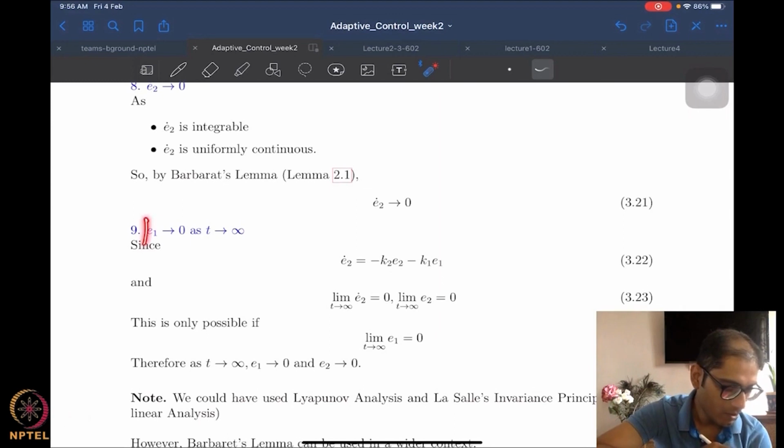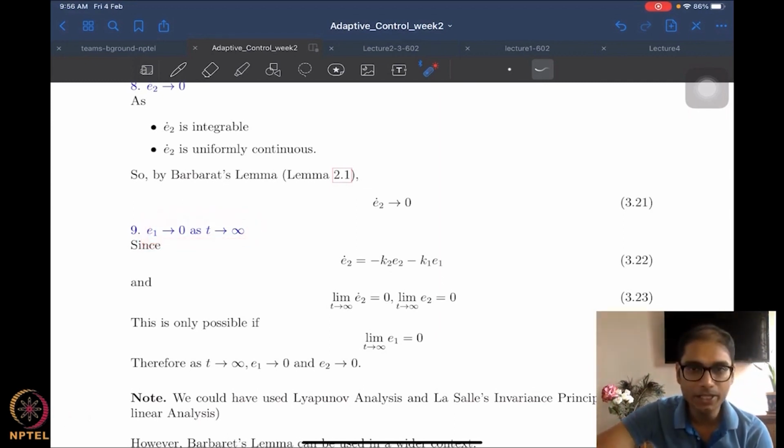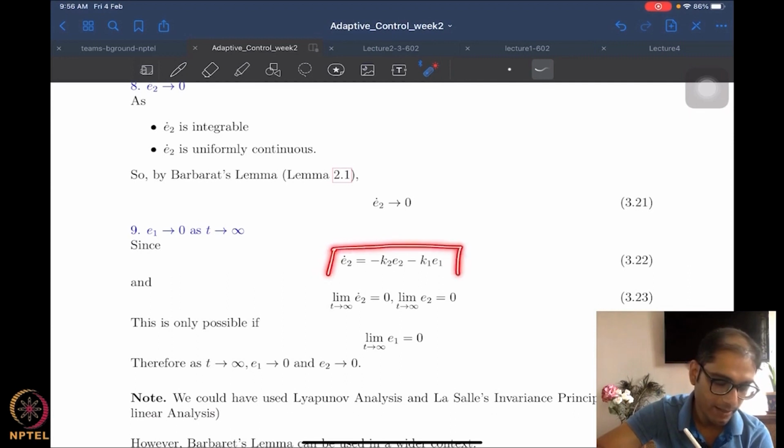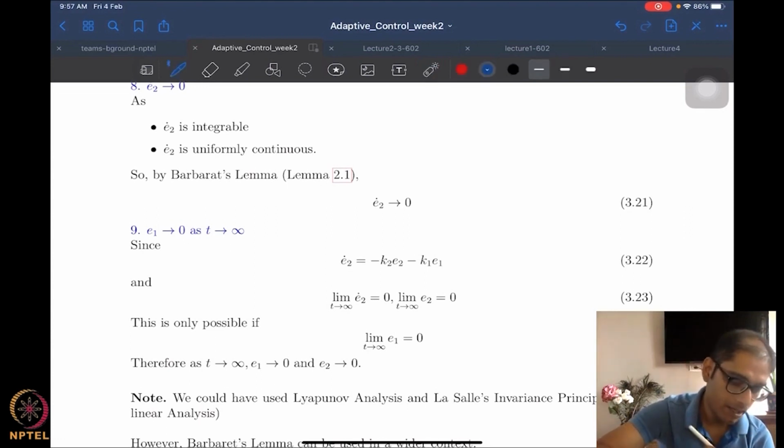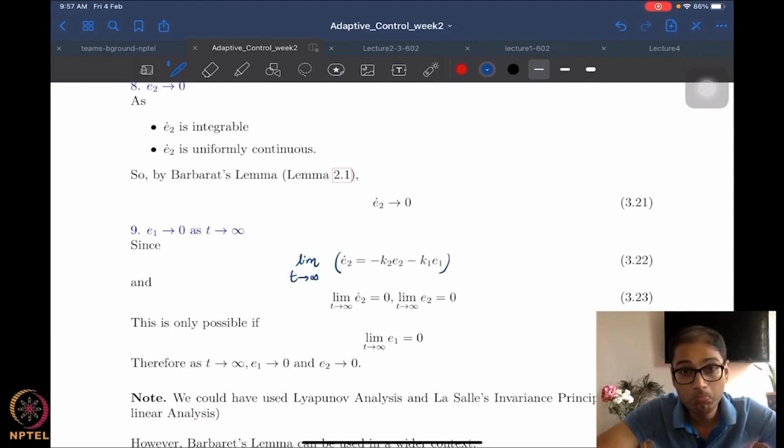I immediately claim that E1 also goes to 0. So look at the expression for E2 dot. It is minus K1 E1 minus K2 E2. And here I know that the limit as t goes to infinity of E2 dot is 0, and I know that the limit as t goes to infinity of E2 is 0. So I can simply take the limit as t goes to infinity of both sides, and they have to match because I have an equivalence here.